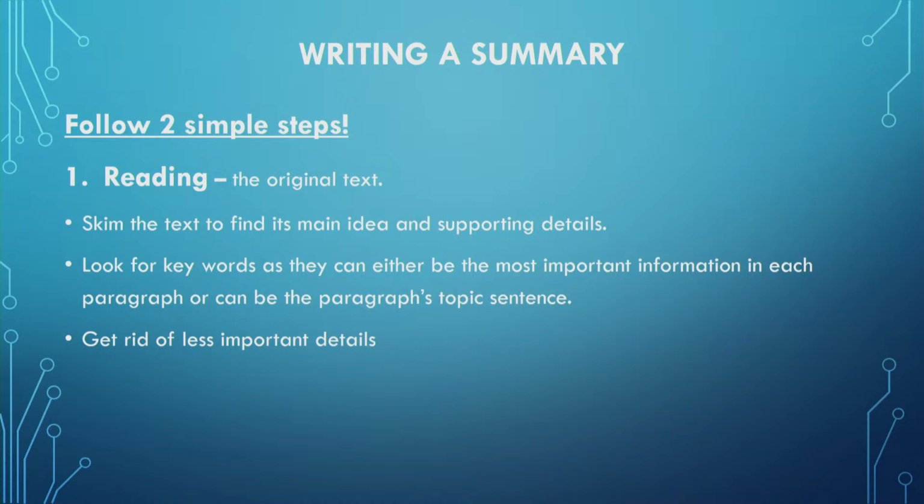So when you read, what do you do? You skim the text to find its main idea and supporting details. When you skim, you can identify the keywords that often appear at different places in the passage. Then we look for those keywords, as they can either be the most important information in each paragraph or the paragraph's topic sentence. And lastly, you must remember to always get rid of the less important details.